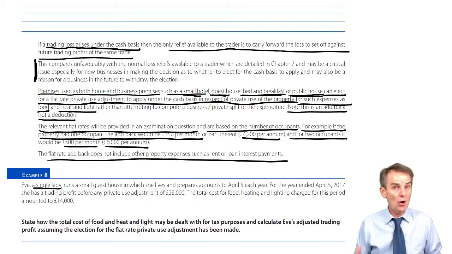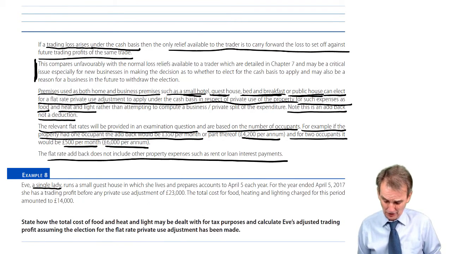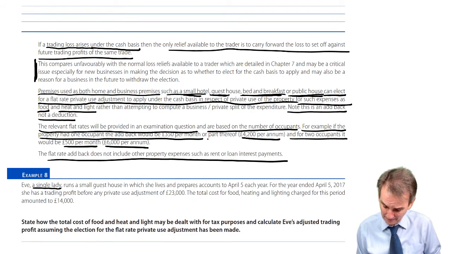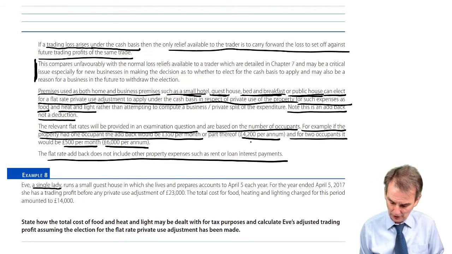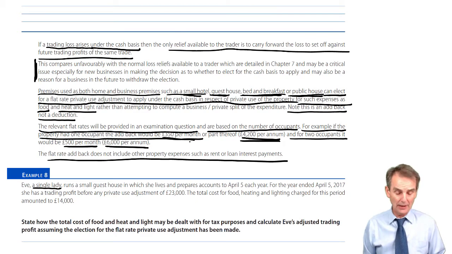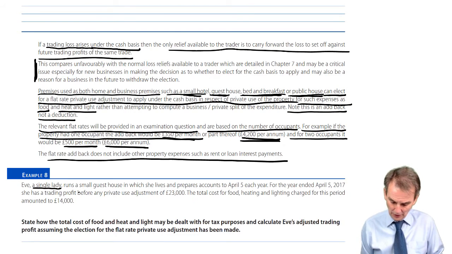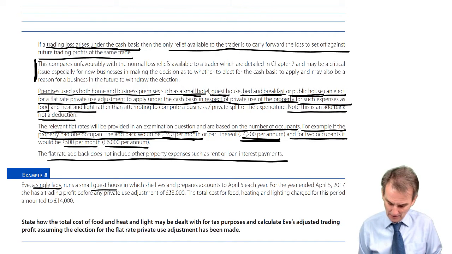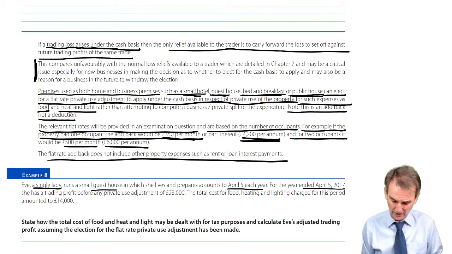So you need to know the number of occupants, and based on the number of occupants, remember we were told up here, you would be given this information in the question, £4,200 per annum, £350 per month for a single occupant. Runs a small guest house. This is the type of business that we're talking about, where we've got to do this split, in which she lives and prepares accounts to 5th of April each year. Year ended April the 5th, 17.